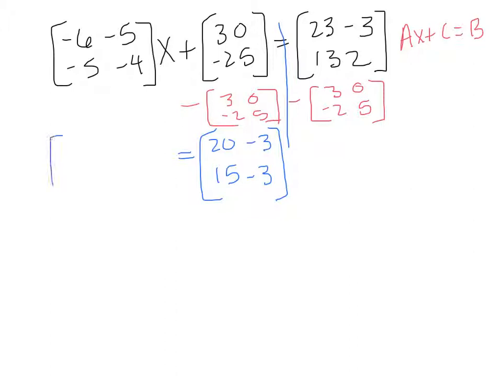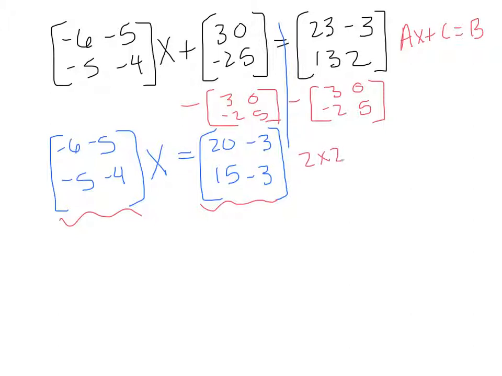We started out with negative 6, negative 5, negative 5, negative 4 times some unknown matrix X. Now let's think about what we're actually going to do here. We're going to do A inverse B. We're going to find the inverse of this matrix and multiply it by that matrix. So we are going to have a 2 by 2 matrix, and we're going to multiply it by another 2 by 2 matrix. So how big is matrix X going to be? Well, remember, those two match, and we're going to have a 2 by 2 matrix. So that's what we're going to be solving for.